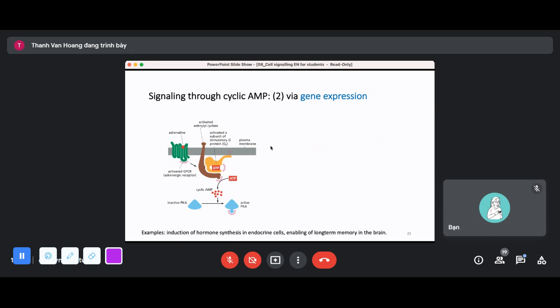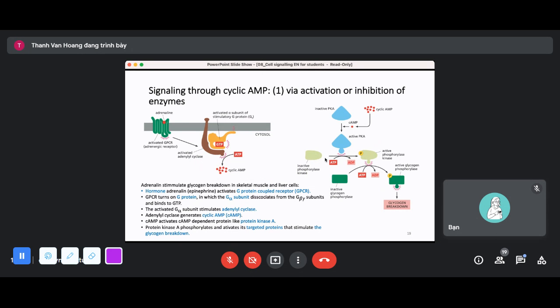Cyclic AMP, okay. So here, yeah. We talk a lot about when the G protein coupled receptor is activated, it also activates the alpha subunit of the G protein, in which it binds to GTP so that it activates adenylyl cyclase. The enzyme can synthesize cyclic AMP from ATP. I think that you already know.